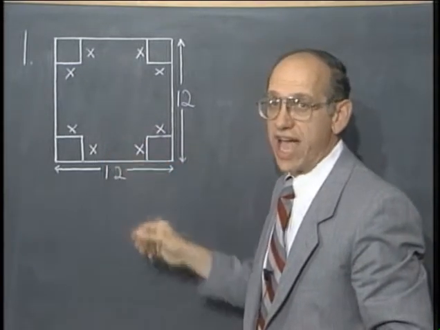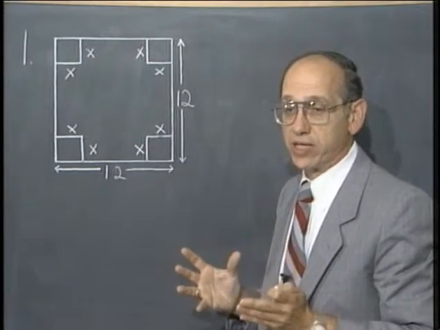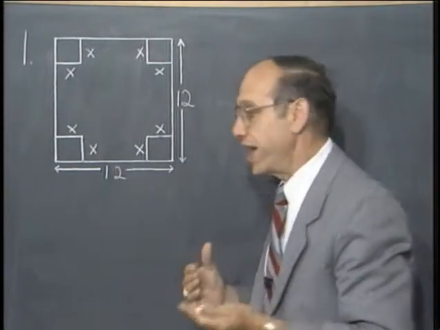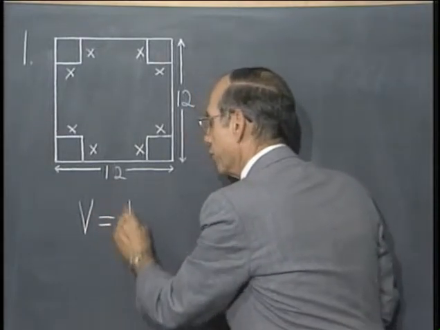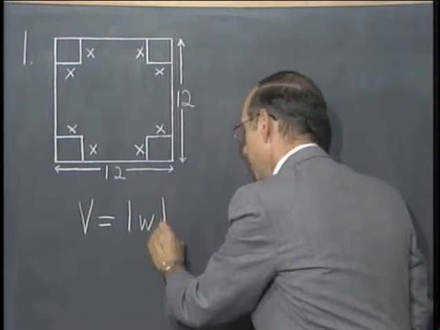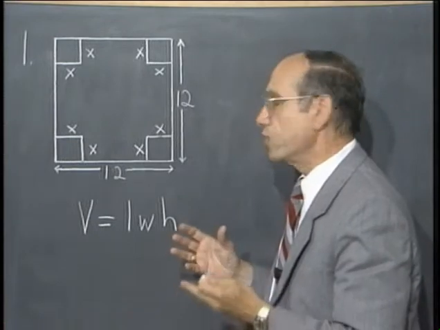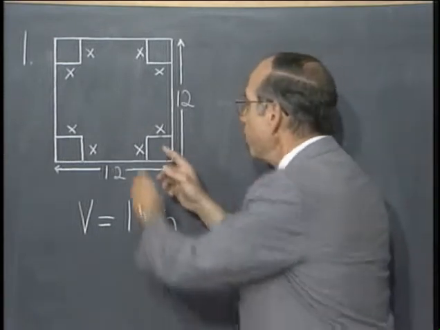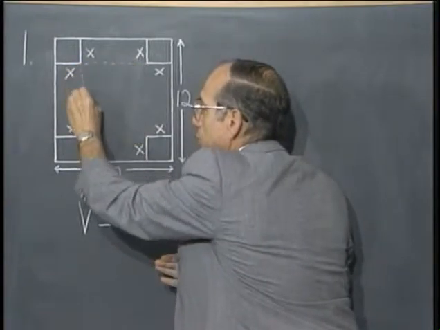Now the question is, how big is the box? That is, how big is the volume of the box? Well, the volume of a rectangular solid, the volume of a box, is given by the length, L, times the width, W, times the height, H. Well, what kind of box are we going to get? When we fold this thing up, the base of the box will look like this.